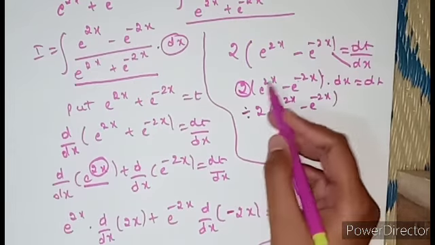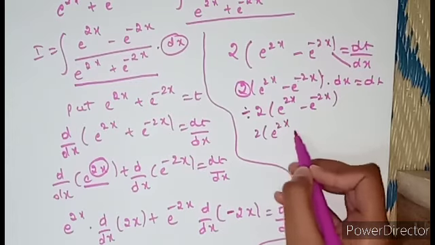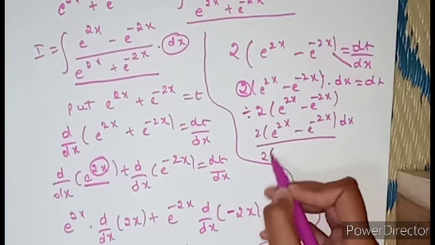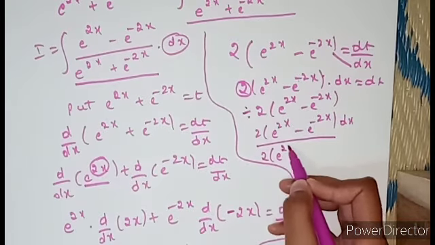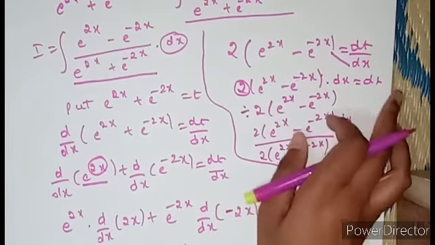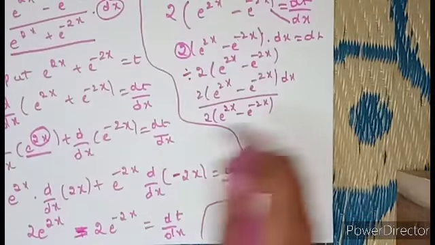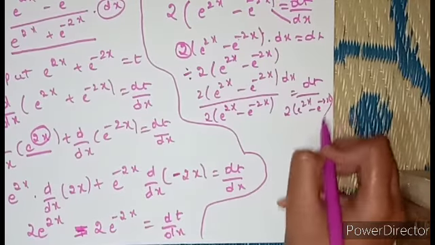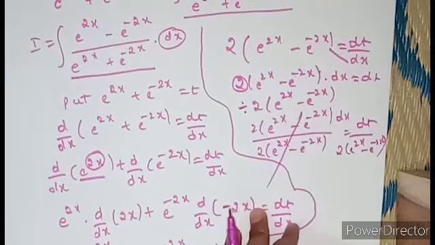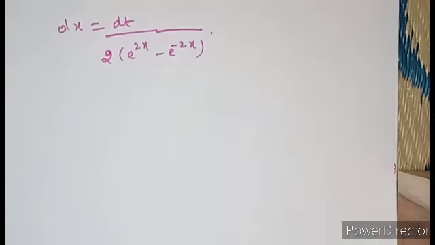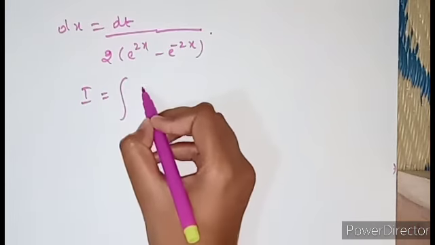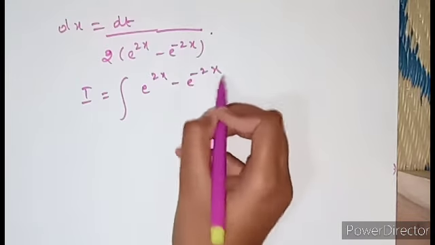If I divide 2 into e raised to 2x minus 2 e raised to minus 2x dx upon 2 into e raised to 2x minus e raised to minus 2x, it is equal to dt upon 2 into e raised to 2x minus e raised to minus 2x. These two functions get cancelled. Again we are left with dx is equal to dt upon 2 into e raised to 2x minus e raised to minus 2x. Our integral is the integral of e raised to 2x minus e raised to minus 2x upon e raised to 2x plus e raised to minus 2x into dx.